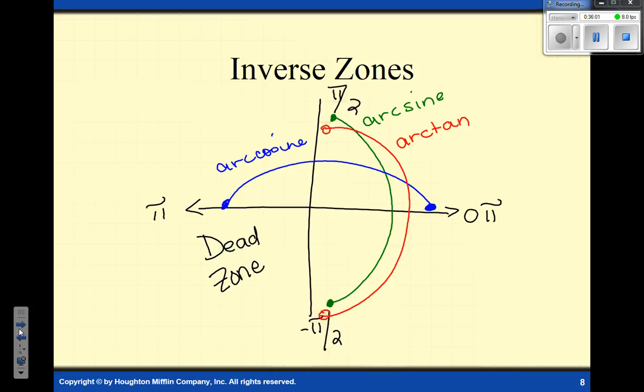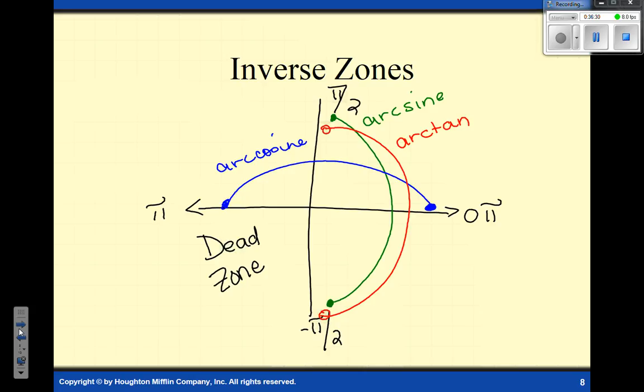So this is kind of your rule book for right now. When you get your answer, which will be an angle, you need to check it against the rule book and make sure that it's a legal move. If somehow you find that you have an answer over here in the dead zone, you need to adjust. If somehow you find your answer is in the fourth quadrant, but it doesn't fall between 0 and negative pi over 2, you need to adjust it.